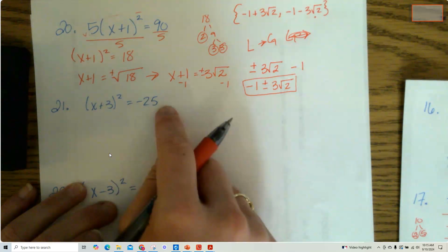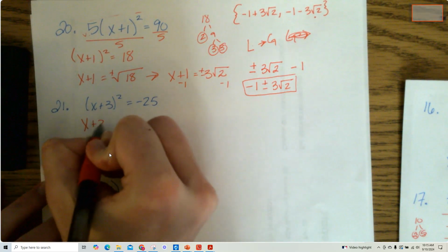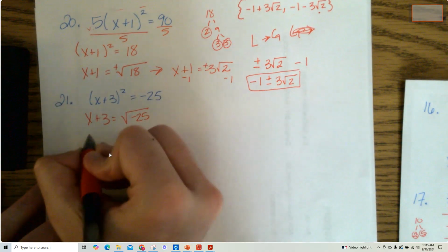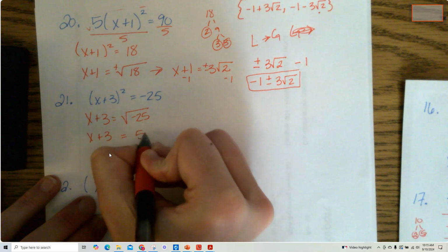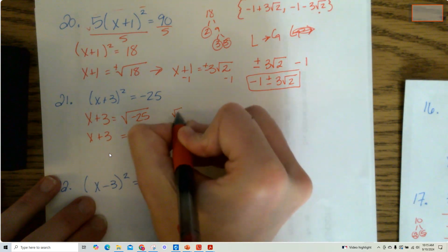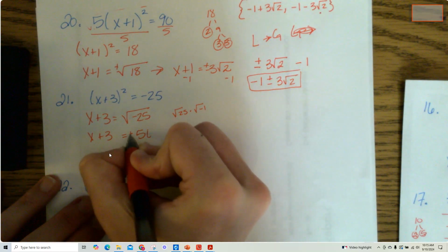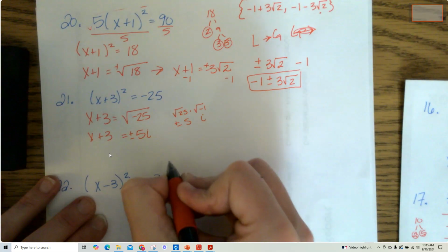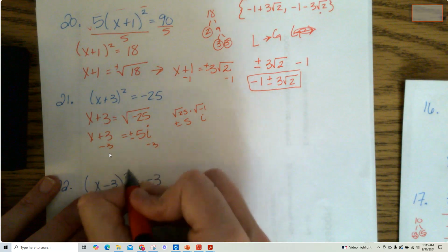Okay, we got a negative now. So when I square root both sides, I get the square root of negative 25, which is going to be 5i. So remember, it would be square root of 25 times the square root of negative 1, and that's positive negative 5. This would be i. And then we would subtract 3 from both sides.